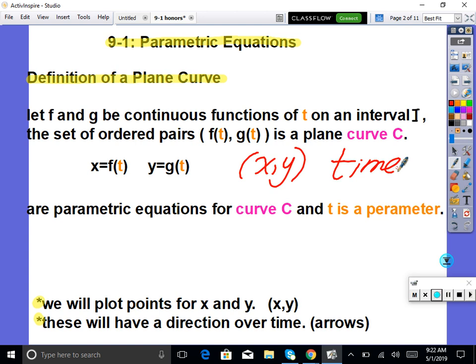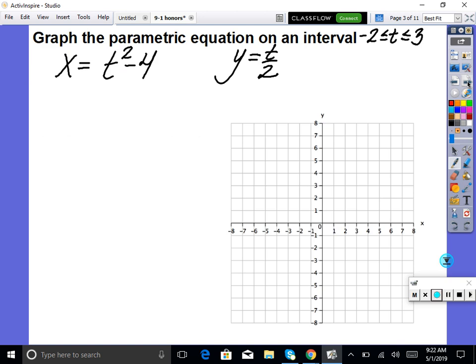So there's just a parameter, which is going to be time most of the time. It's really just plotting x, y points, as you will see. But now it has more meaning because it's over a certain time frame. So you'll see what I mean by this. We've got to state where we started and where we stopped based on the time from our graph. And that's what makes it parametric.